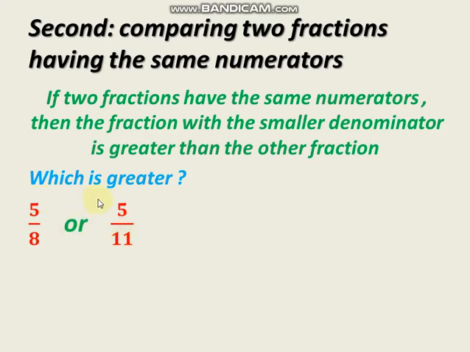We have here the same numerators. 8 is greater or 11? We know that 11 is greater than 8, but if we have the same numerator, the smaller denominator is the greater. So 5 over 8 is greater than 5 over 11.